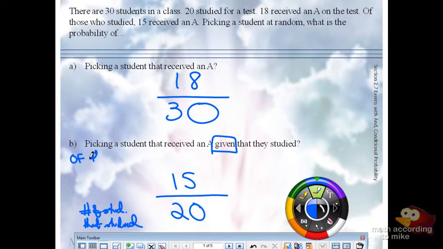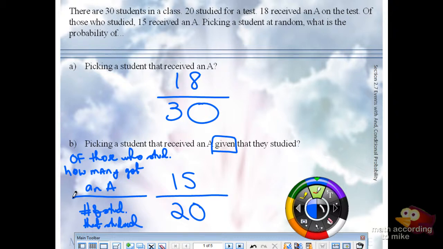Of those who studied, how many got an A? Great. And that's what a conditional probability is all about. You reduce the size of your sample space. Instead of talking about all 30, we're now talking about just the 20.